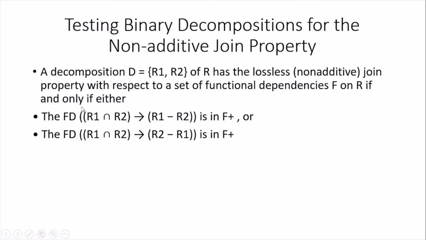So the functional dependency R1 intersection R2 determines R1 minus R2 is in F plus, F closure, or R1 intersection R2 determines R2 minus R1 is in F closure. If any of these two conditions is satisfied, then you can say that this particular decomposition has a lossless join property. You take R1 intersection R2 and compute R1 minus R2.